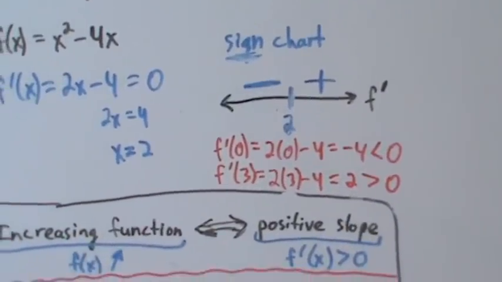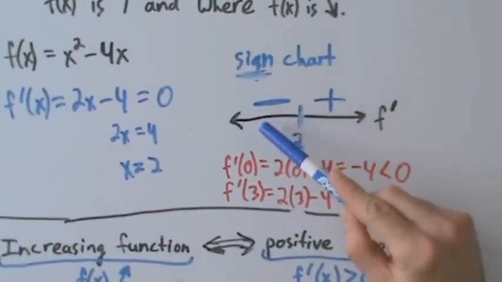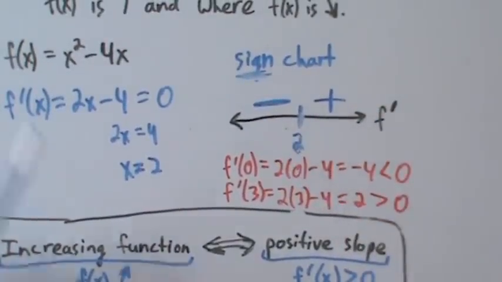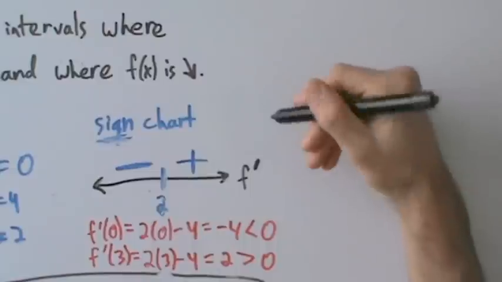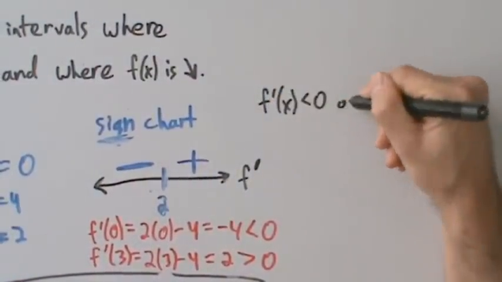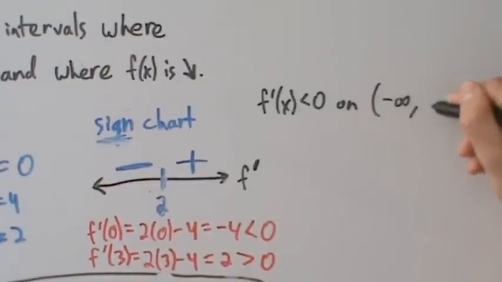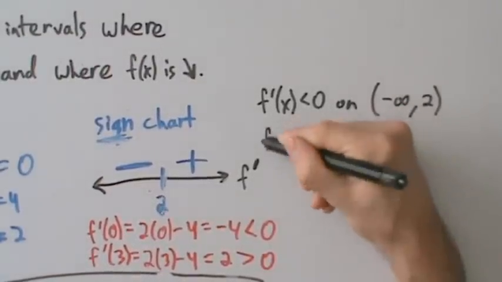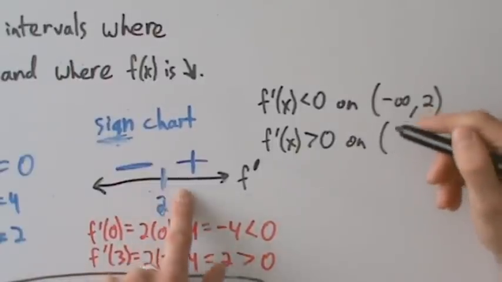So what did we just find out? Well, we found out the derivative is negative on this interval here. Let's write down what we found. We just found out that f prime of x is less than 0 on this interval from negative infinity to 2. And we also found out that f prime of x is greater than 0 on this interval from 2 to infinity.